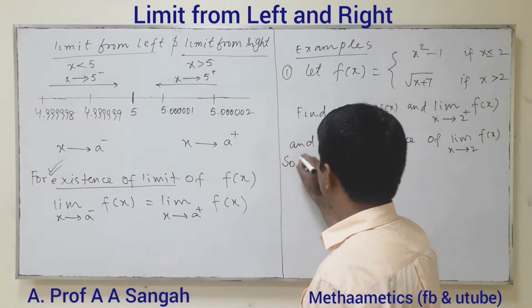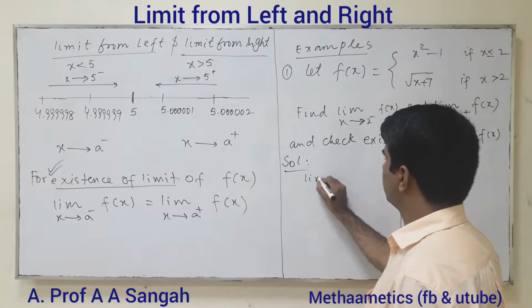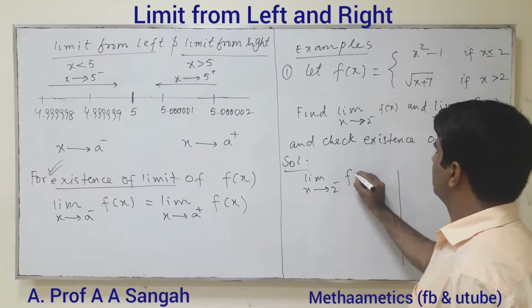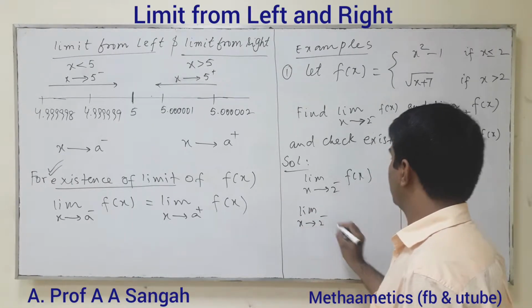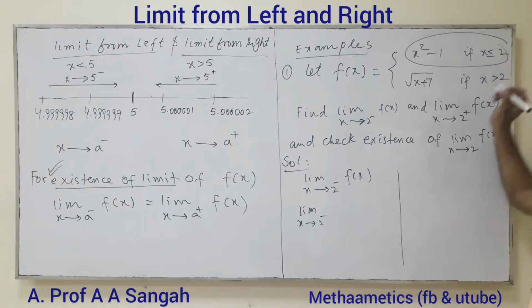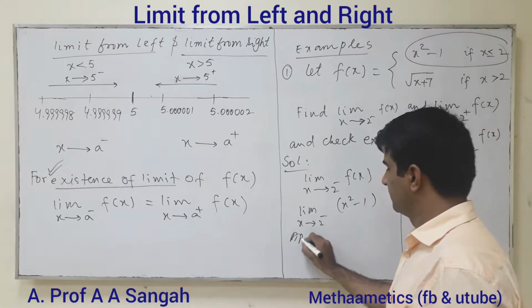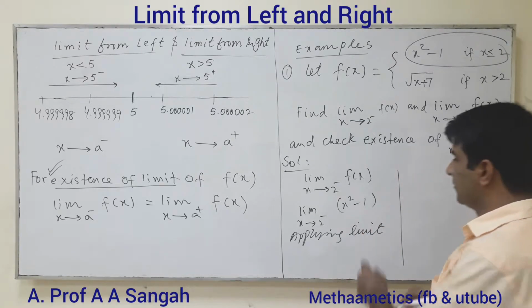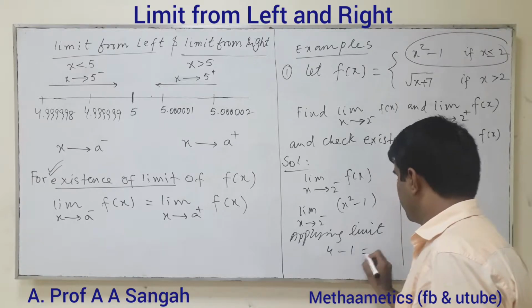Solution of limit from the left hand side: limit x tends to 2 from the left hand side of the function. We have this because x is less than 2, x square minus 1. Applying the limit, we have 4 minus 1 equal to 3.